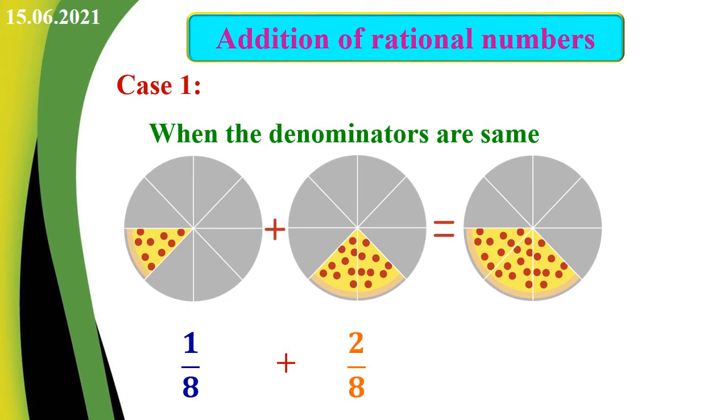Whenever we add or subtract the rational number, we have to get the same denominator. In this example, we can see the same denominator. Here, whole part is denominator. Here, whole part is 8. Here, first you take one piece, that is numerator, and also your friend takes 2 pieces, that is another numerator. Now, we have to add it. 1 plus 2, 3. 3 by 8. This is the example of denominators are same.